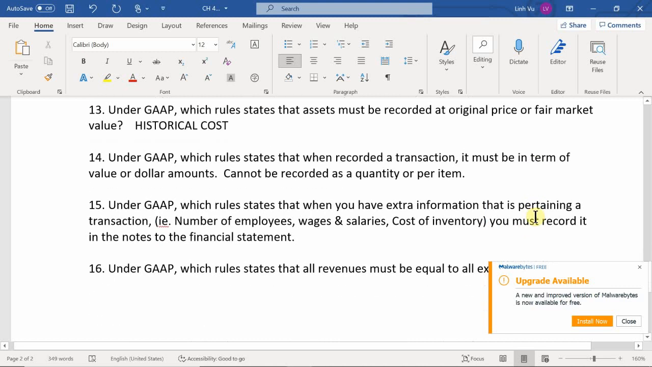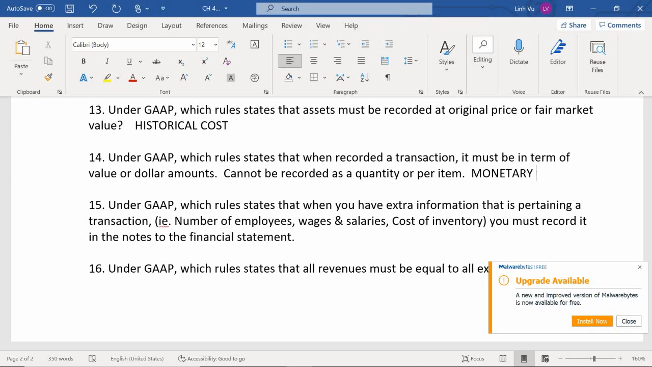All right, number 14. Under GAAP, which rule states that when recording a transaction, it must be in terms of value or dollar amounts? That's monetary. It cannot be recorded as a quantity or per item. So yes, this is the monetary assumption, right? Do we have to say which one of the three categories it is, or just monetary unit, or something like that?